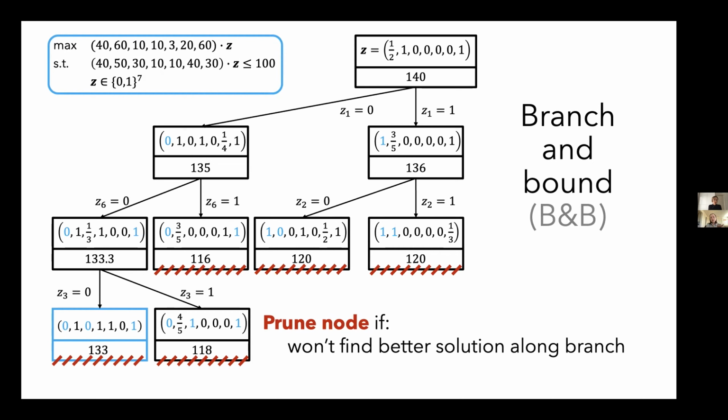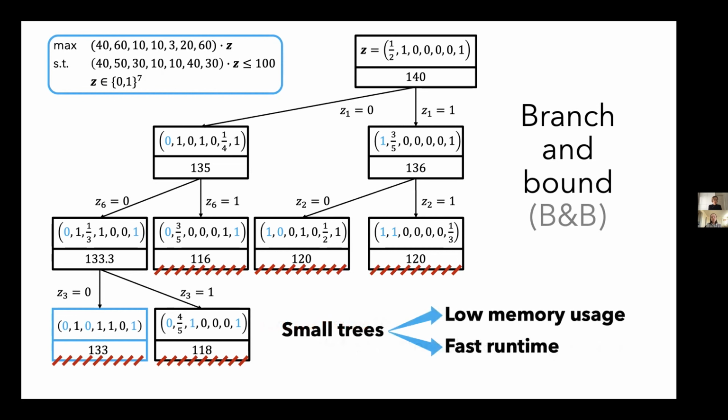In the worst case, there are 7 variables. We could have built a tree of size 2 to the 7, but we were smart about how we built this tree, and we were able to build a small tree. In this talk, I'm going to be focusing on building small search trees. First of all, because that allows for low memory usage. And second of all, in a hand-wavy way, all else being equal, if the trees are small, then you'll have a faster runtime.